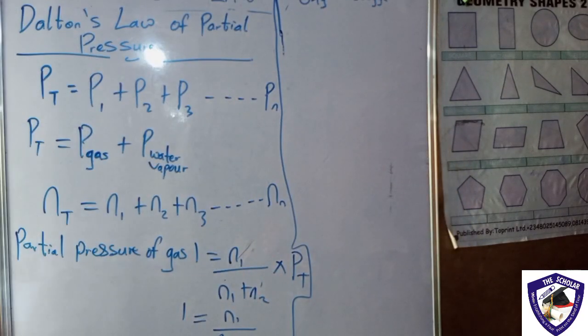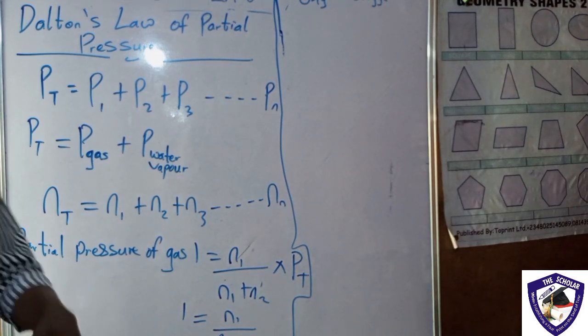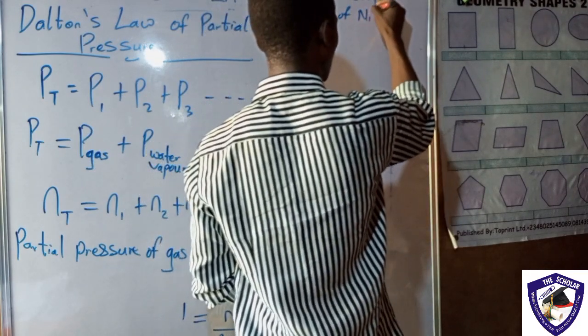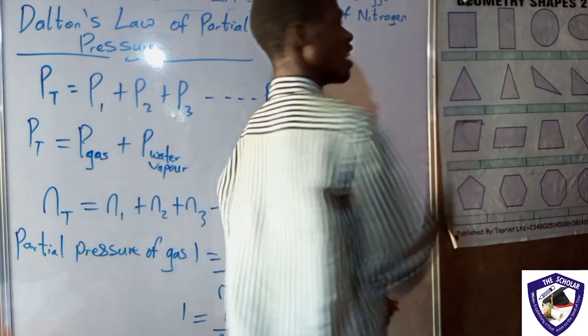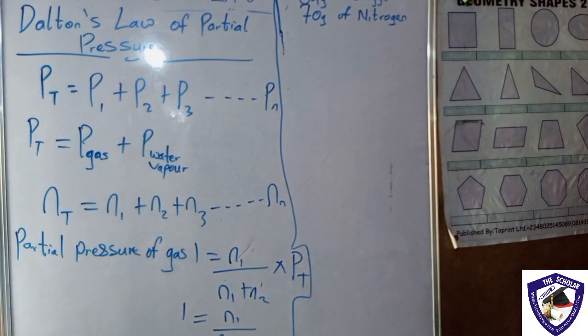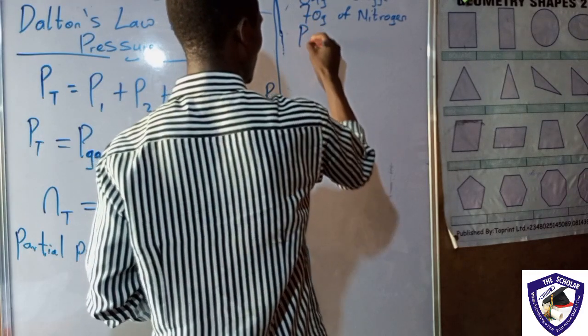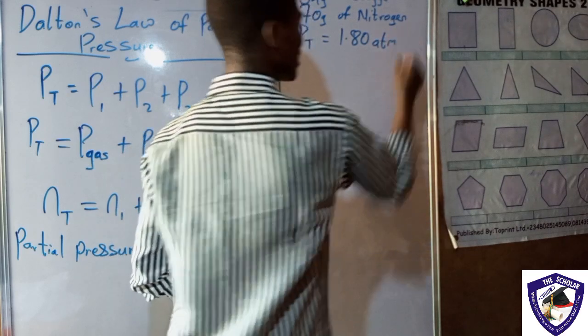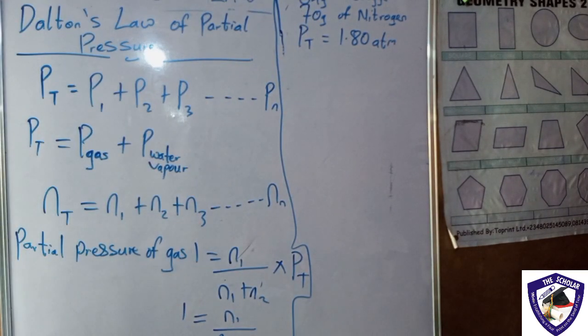Are you with me? And 70 grams of nitrogen exert a total pressure of 1.80 atm. Full stop.